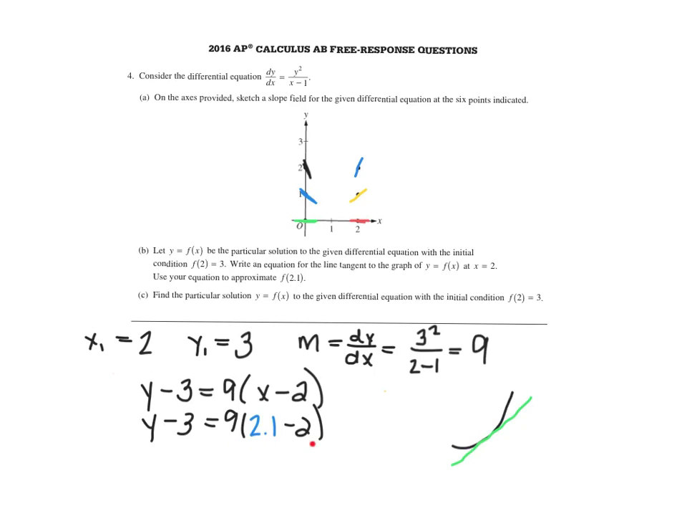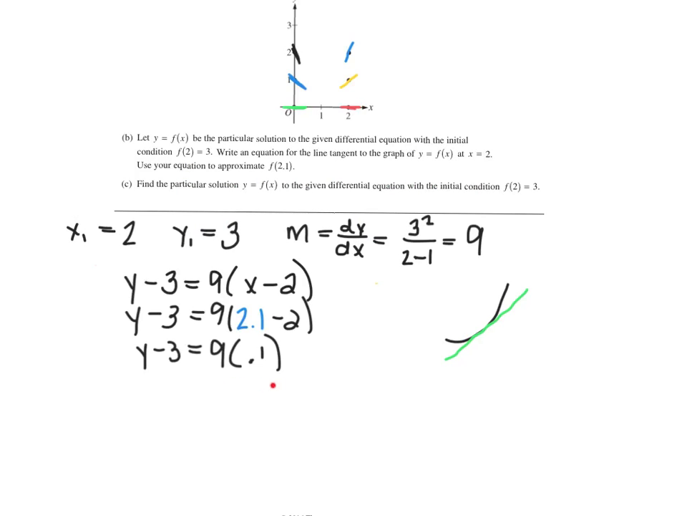So I'm just going to simplify all of this stuff. So I get 0.1 here in the parentheses, multiply it out, I get 0.9, and add 3 to both sides, and you get 3.9. So you can basically say that when x equals 2.1, sorry, the y value of the actual graph is close to 3.9, maybe close to 4. Yeah, pretty cool. So we've answered all parts of the question for letter B. We've written the equation of the tangent line. We've used our equation to approximate f of 2.1. Now we can move on to question C.